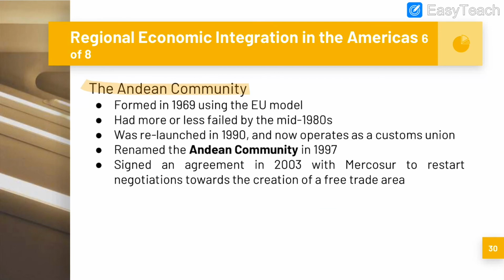Okay, this is the Andean Community just now. It was formed in 1969 using the EU model, had more or less failed by the mid-1980s, was relaunched in the 1990s and now operates as a customs union. It was renamed the Andean Community in 1997, and signed an agreement in 2003 with Mercosur to restart negotiations towards the creation of a free trade area.